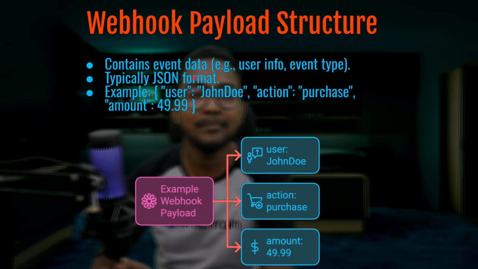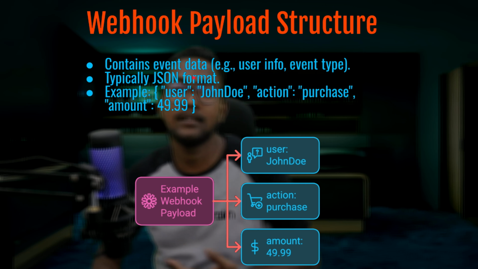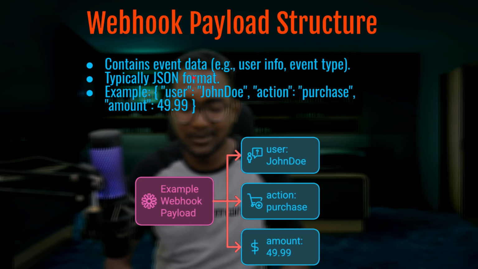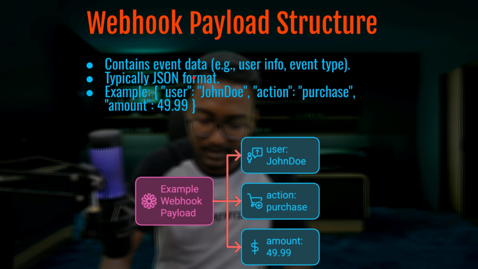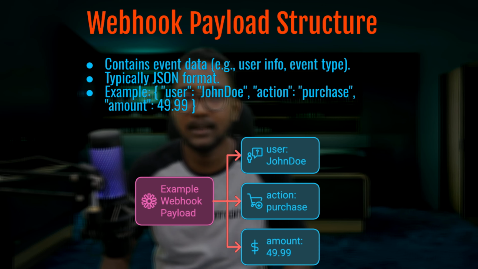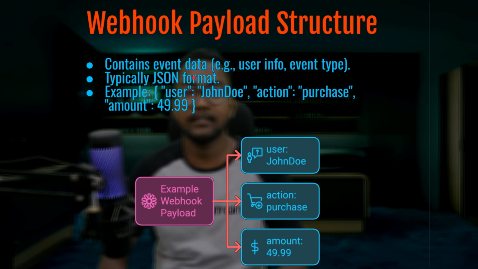Let's look at a simple example of a webhook payload. Imagine a new user just made a purchase on an e-commerce platform. The payload might look something like this: user John Doe, action purchase, amount $49. So here is what this means. User is the username or ID of the person who performed the action, in this case John Doe. The action field describes what happened. In our example, it's a purchase action.